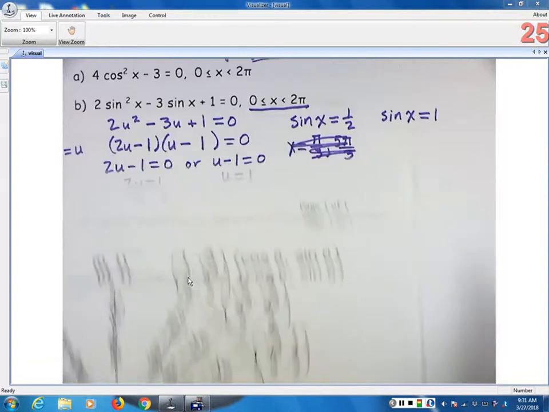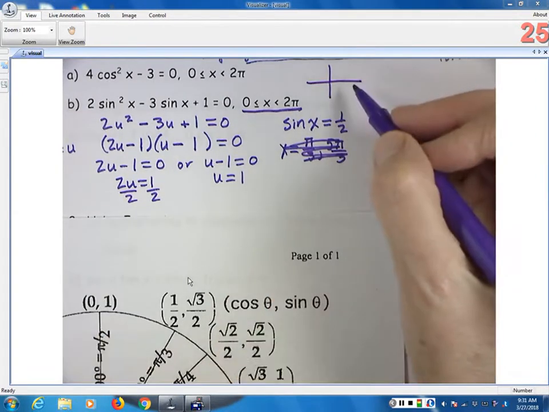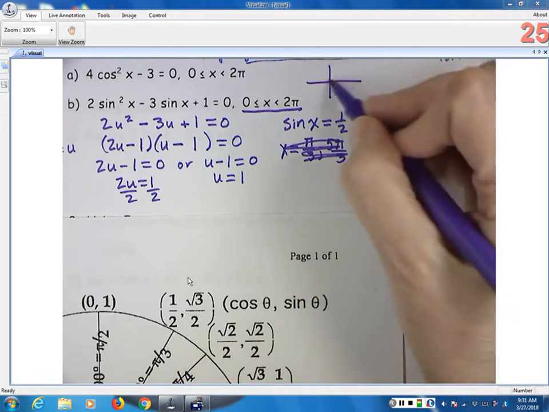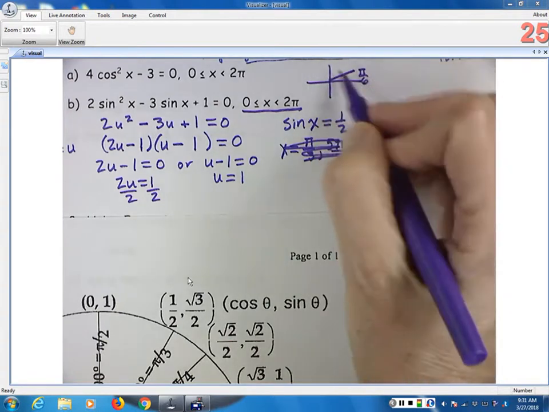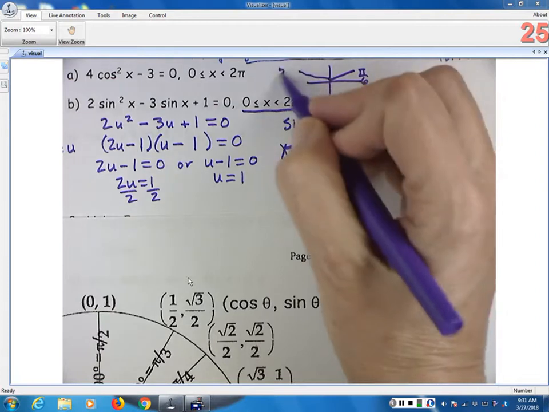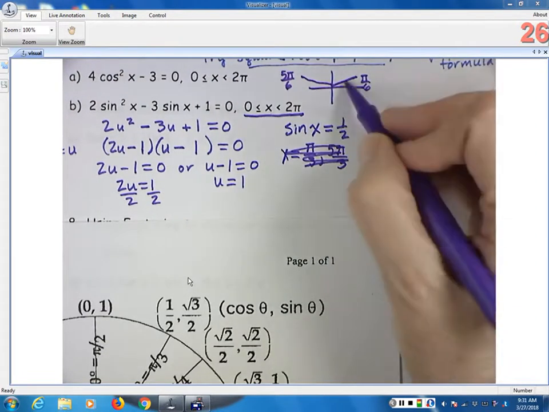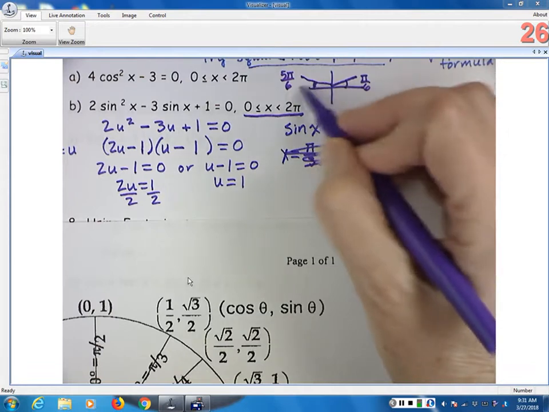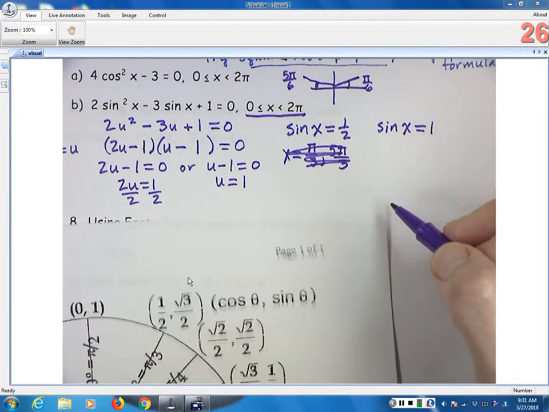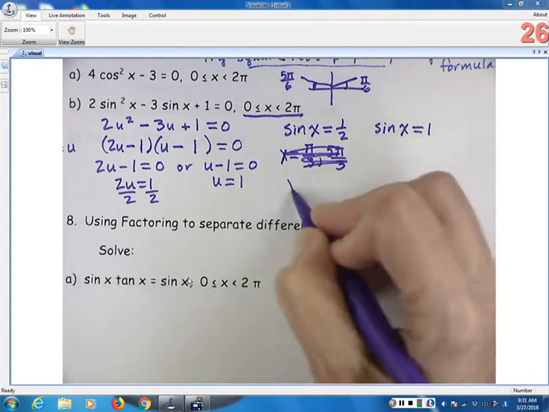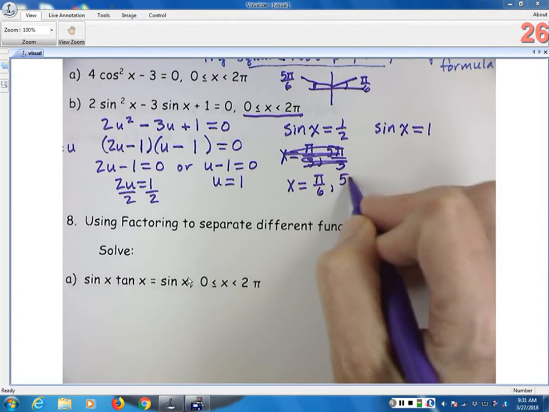Okay. Let's draw the sketch. I like to draw a little sketch. So sine is y. I have to remember. So at pi over 6, which we already figured out, and 5 pi over 6. This is the reference angle, pi over 6 over here. Sine is a half there. Right. So x equals pi over 6 and 5 pi over 6.